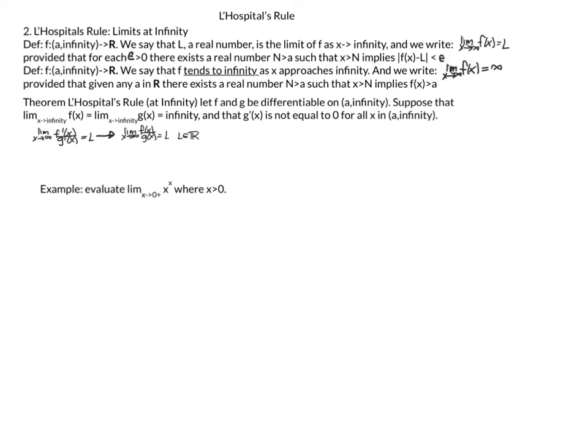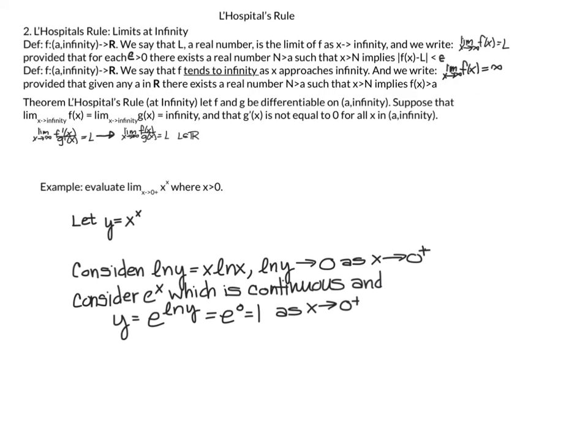For our last example, we'll evaluate the limit as x approaches 0 from the positive side of x raised to the x, where x is greater than 0. We will start by letting y equal x to the x. So we can now consider natural log of y, which is equal to, we can bring down one of the x's, x natural log of x.